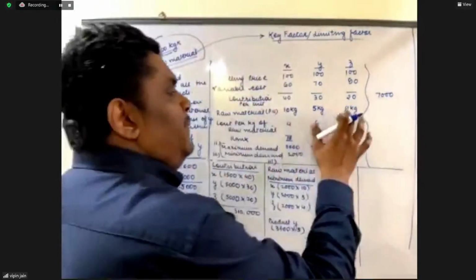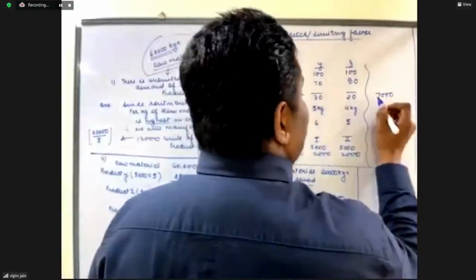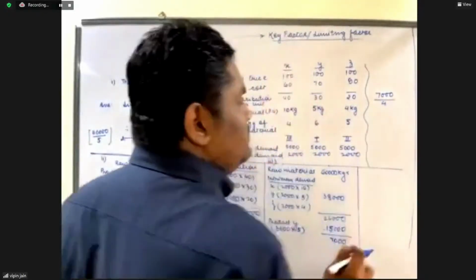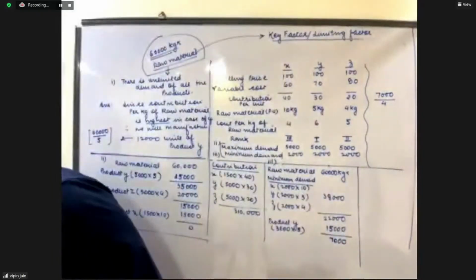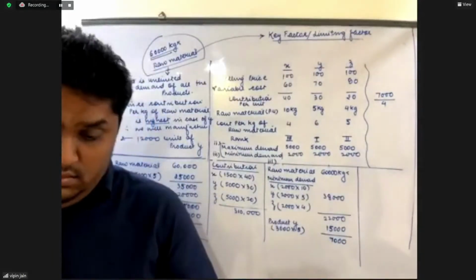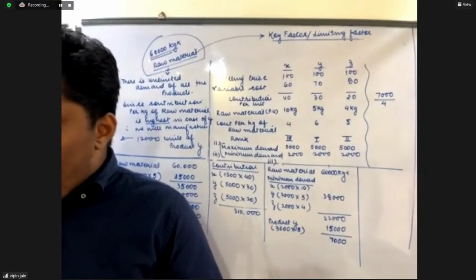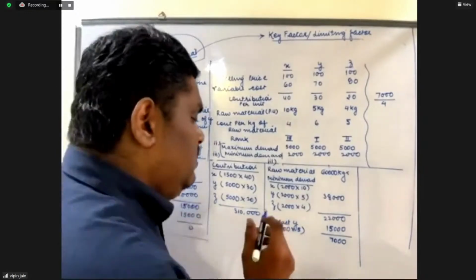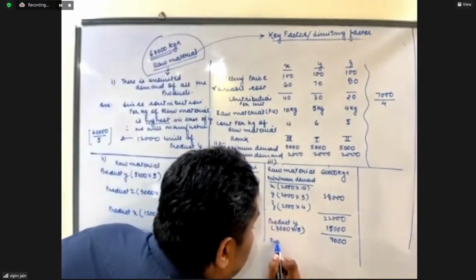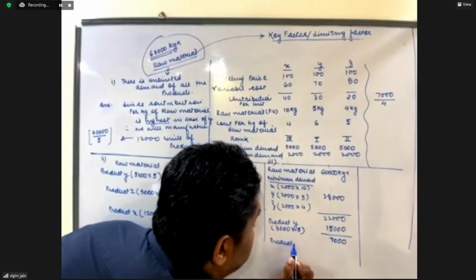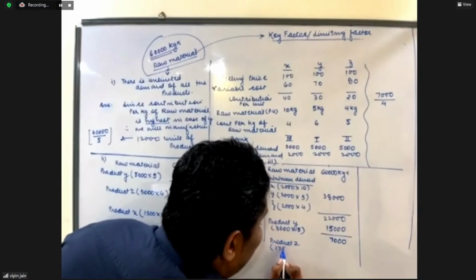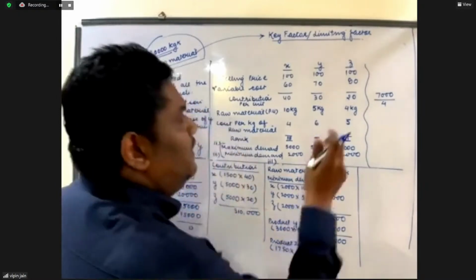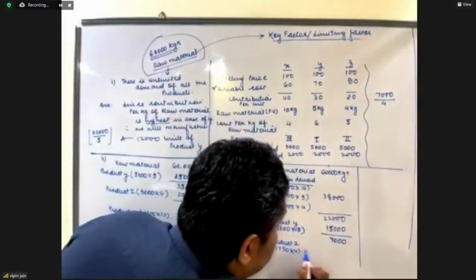So per unit requirement is 4 kgs and we have 7,000 kgs. So how many units can we manufacture? 1,750 only. So for product Z, we can manufacture 1,750 units only, into 4 kgs. So 7,000.